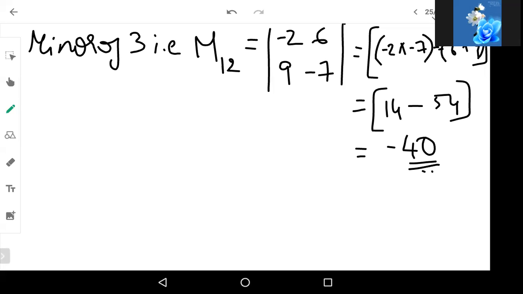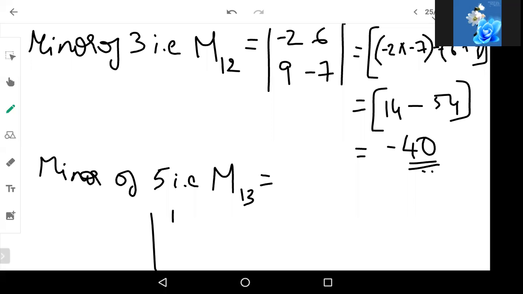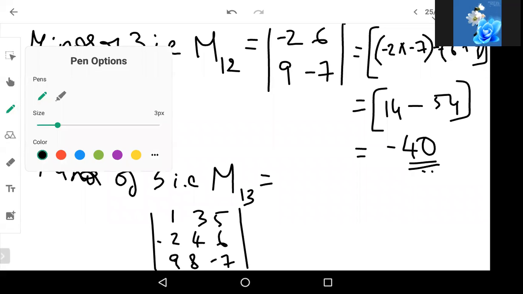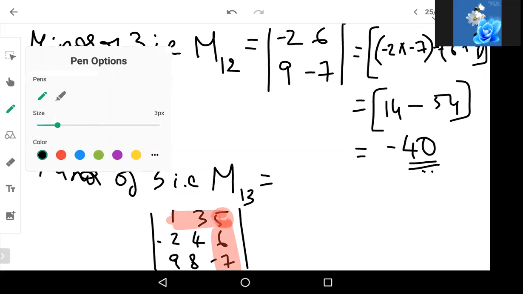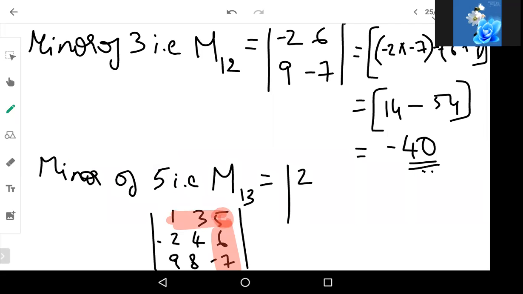Now let us find the next minor value. What is the next value? 5. It is in the first row, third column. Now what is the determinant? 1 3 5 -2 4 6 9 8 -7. Once again the same exercise. I want to find the minor for 5. So I'll delete the first row and the third column. What is remaining with me? -2, 4, 9, 8. Now solve this determinant and say me the answer.